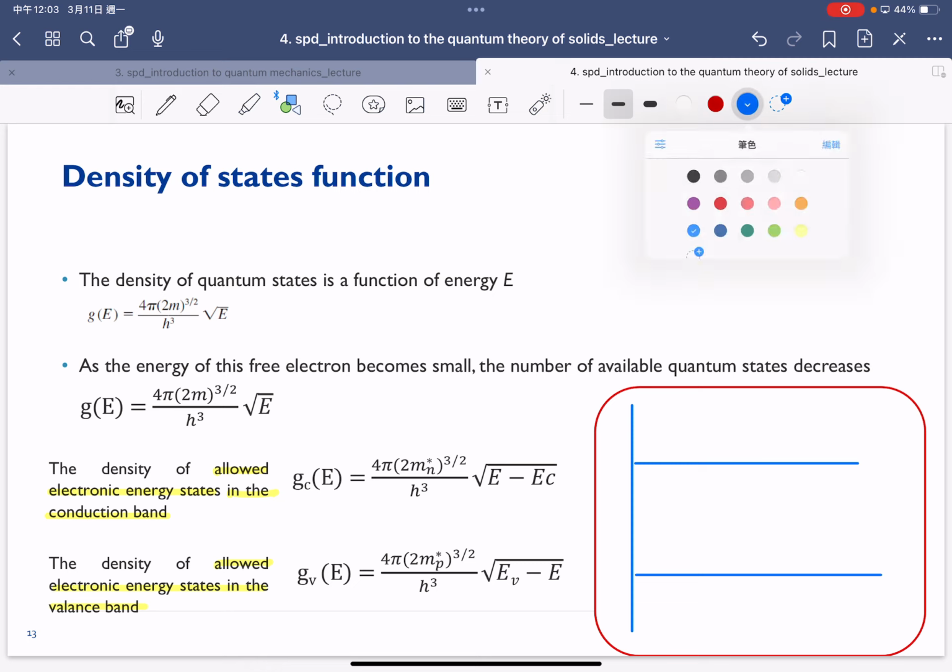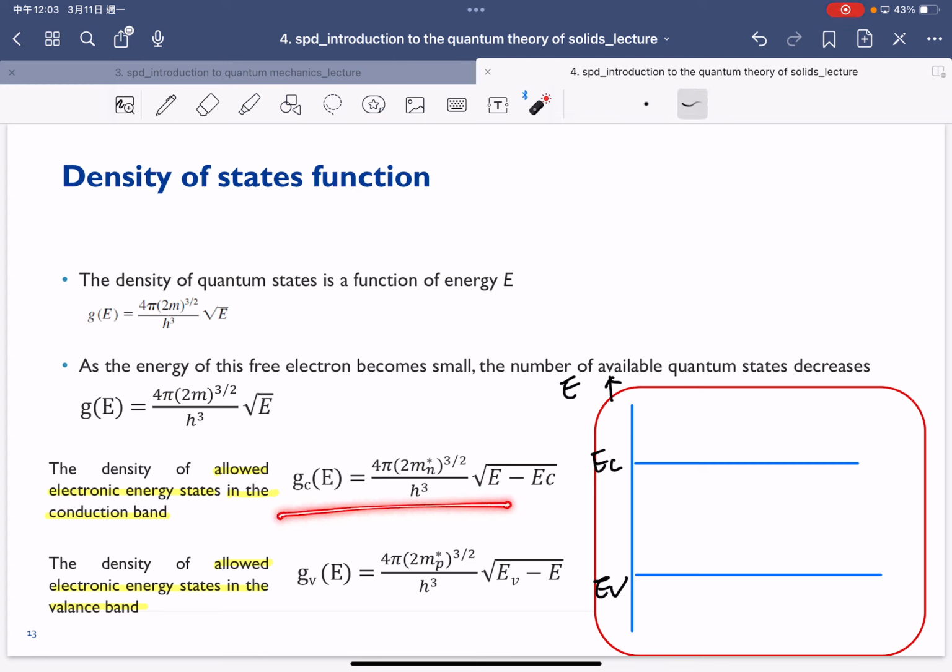I think right now everyone should be pretty clear about EC and EV. That's the top and bottom of the band diagram here, and this is energy. By considering the allowed energy states, if we plot this equation in this graph, it will look like this. And if you plot this one here, it will become like this.